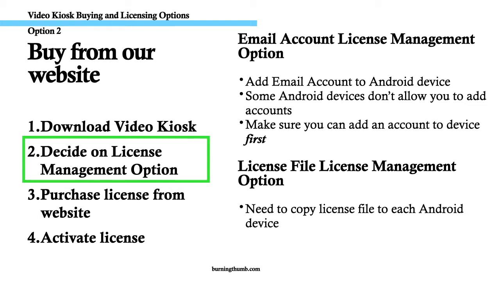Before deciding which license management option to use, please consider the following. When you use the email account license management option, you need to add an account with that email address to each Android device. Some Android devices don't allow you to add accounts. If this is the case with your device, use the license file license management option instead. So, if you plan to use the email account management option, make sure you can add the account you plan to use to the device before purchasing licenses for the account.